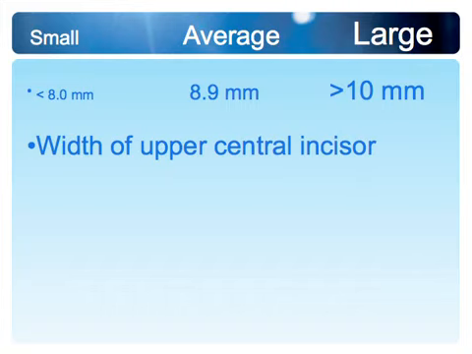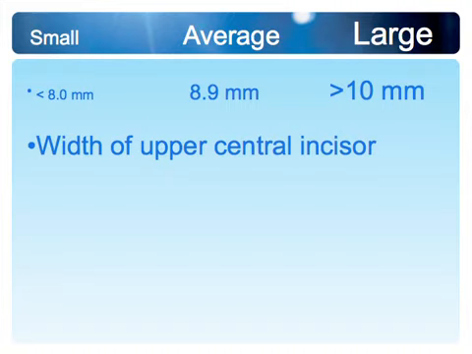So we will focus on the average first. We're going to establish the average width of an upper central incisor at 8.9 millimeters, and depending on what textbook you pick up, it's going to be somewhere between 8.6 and 8.9. So roughly a 9 millimeter central incisor is an average width.